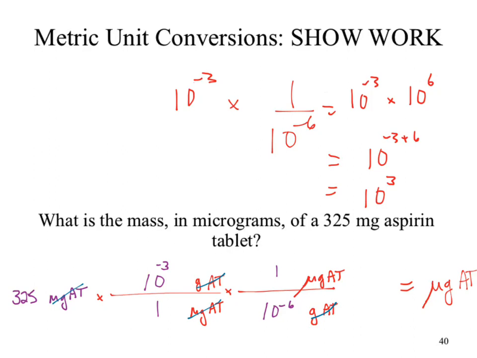So all we'd have to do is then multiply the 325 by 1,000 and we'd have our final answer.